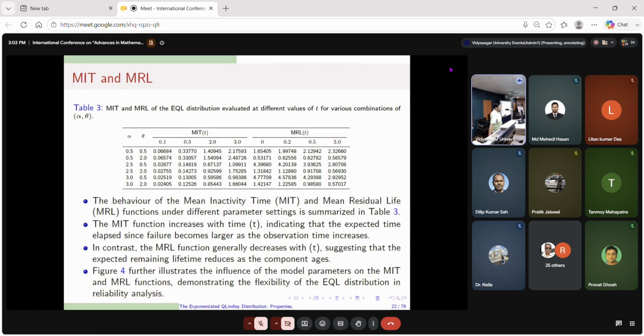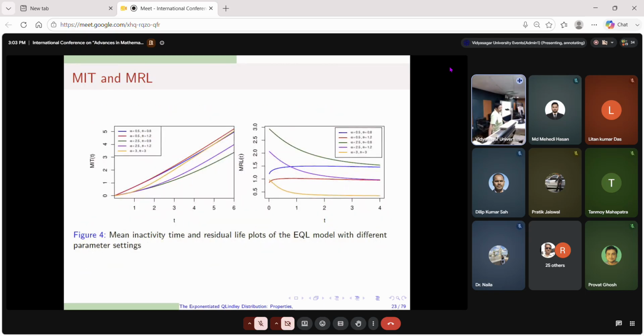I'm not going to discuss in detail the exact interpretations of the particular values. With the help of those two tables, we are able to say what the MIT or MRL is. And these are the plots.